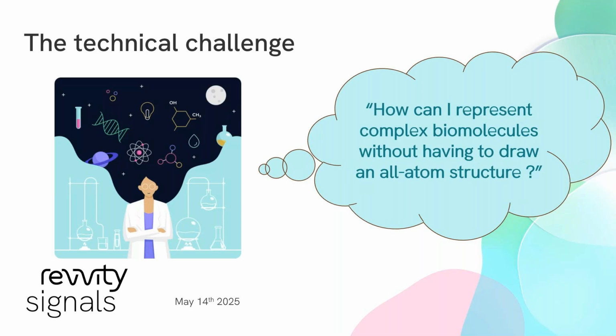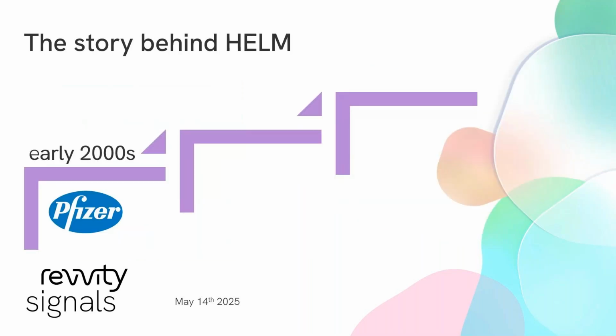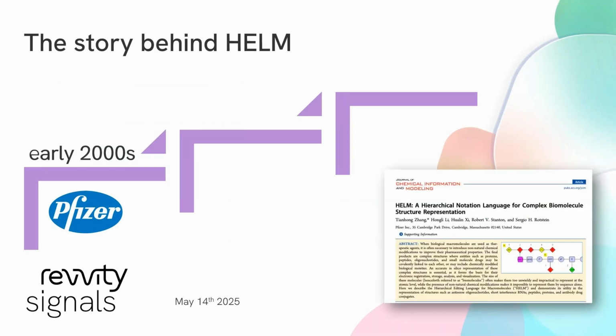And this is the kind of challenge that people at Pfizer wanted to address in the early 2000s as they were developing such biomolecules as potential drug candidates, right? So that was originally designed at Pfizer. They actually published in the Journal of Chemical Information and Modeling this seminal paper that described for the first time what the HELM standard was.